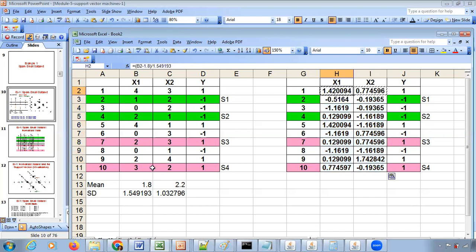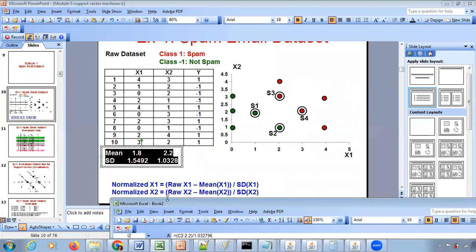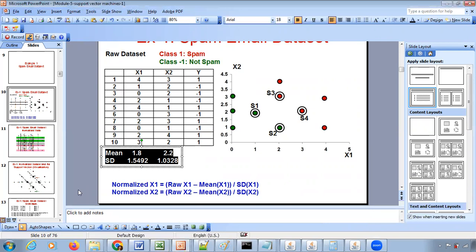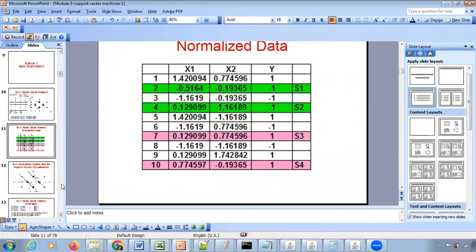Again, for x1, use its mean and standard deviation. For x2, use its own mean and standard deviation. And that's what I show here as a formula. The normalized x1 is the raw x1 data, that particular cell in this value says 4, minus the mean, which is 1.8, divided by the standard deviation of x1, which is 1.5492. Now the normalized value for x2 will be raw x2, that will be the 3 here, minus the mean of x2, which is the 2.2 here, divided by the standard deviation of x2, which is this 1.0328 here. Do that for all the cells, and we get the standard normalized data.